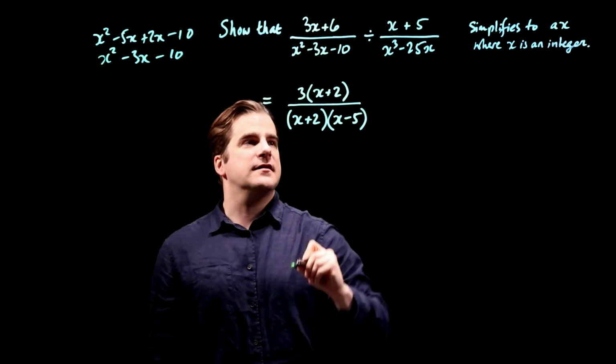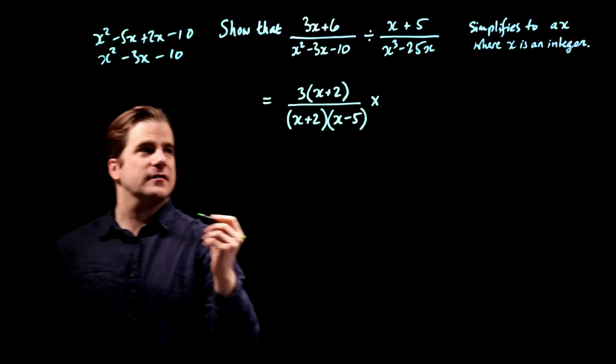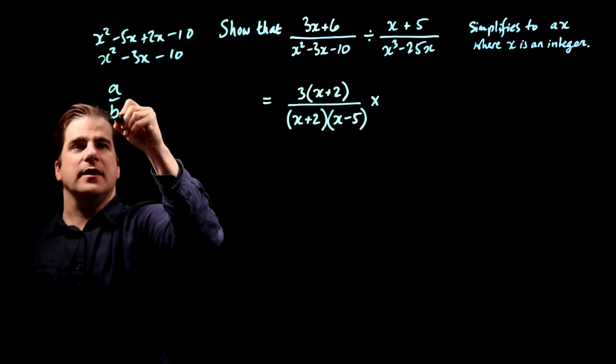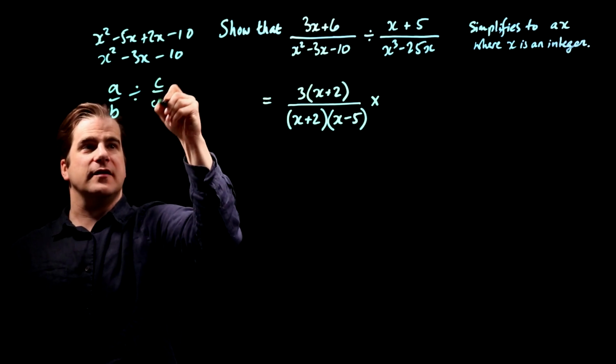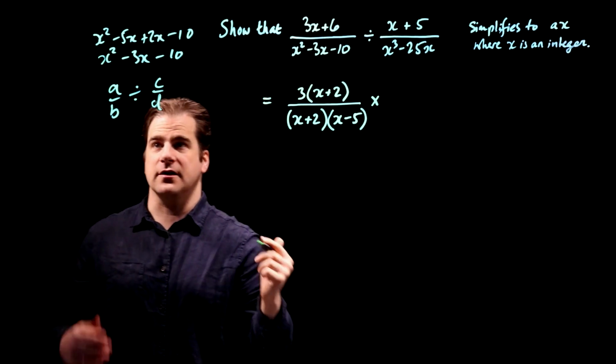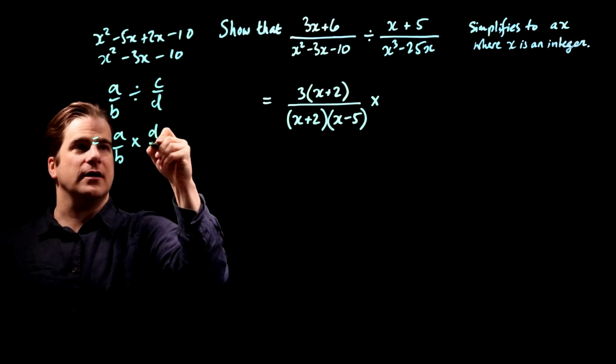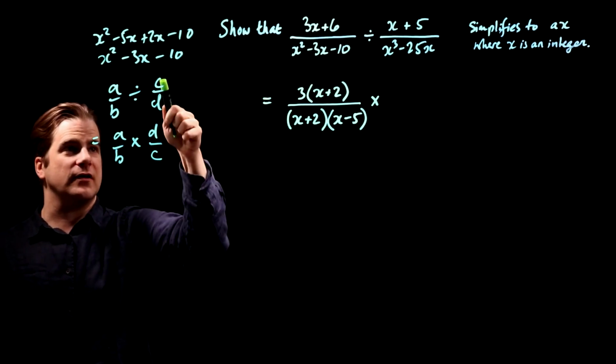Okay, let's turn that into a times and flip this. So if you've got a over b divided by c over d, then the standard fractional division is equal to a over b times d over c. You turn it into a times and flip this one.